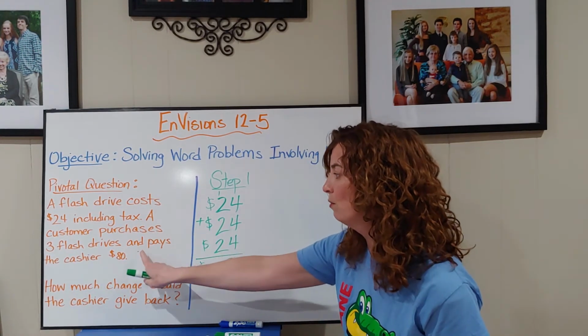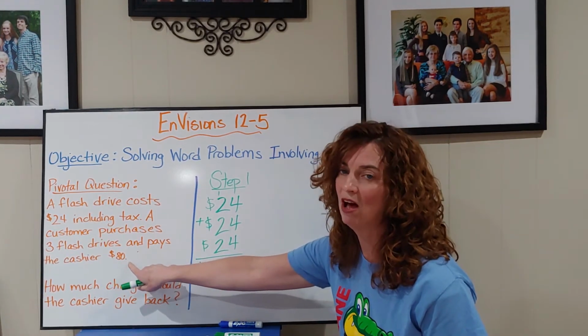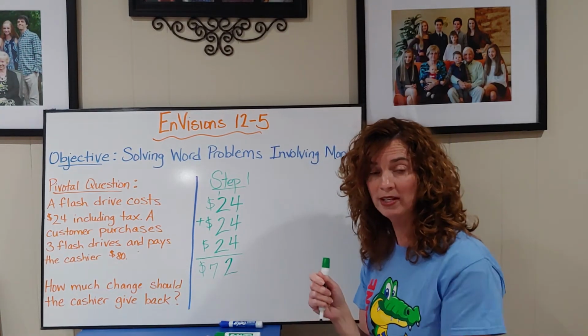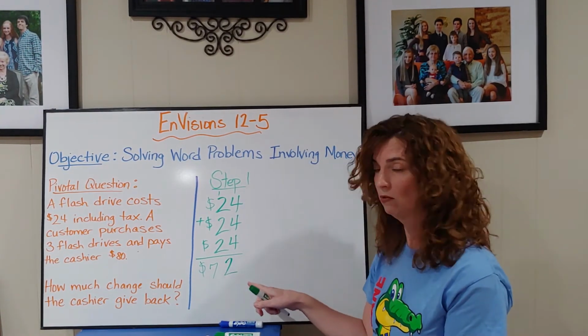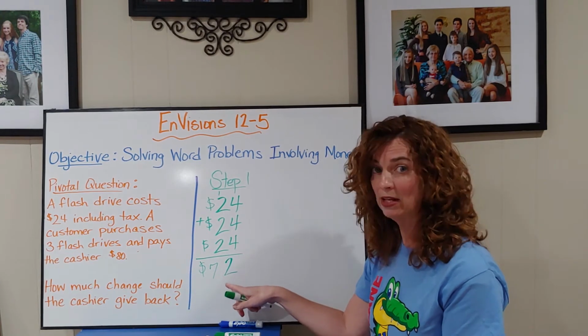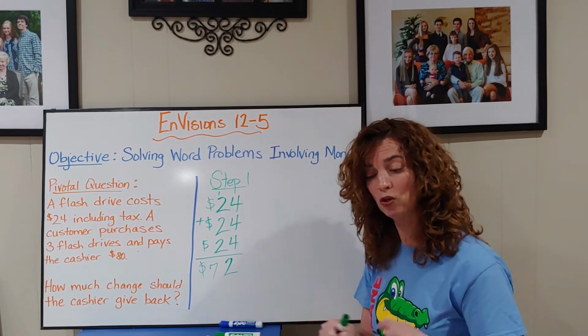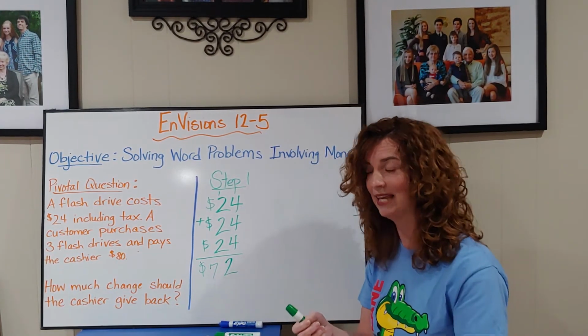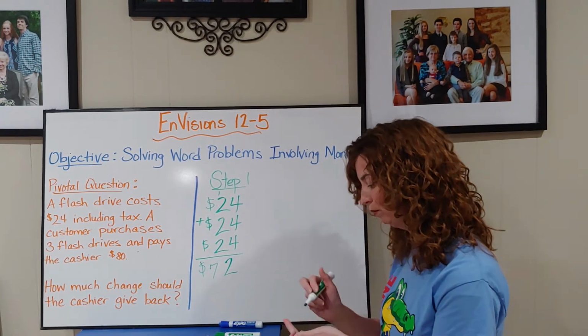And the customer pays the cashier $80. Now, does the cashier get to keep all that extra money? Of course not, right? So it costs $72, but the person has given 80. So now that is step 2.